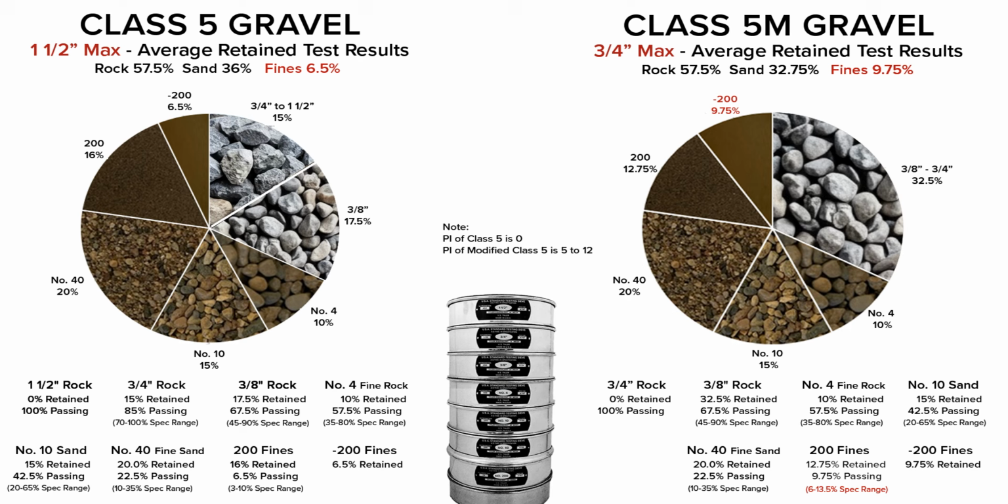Added plasticity, PI. Standard base material doesn't require a plasticity index. Modified Class 5 requires a PI of 5 to 12. This ensures the fines are sticky, clay-based, rather than just dusty, silt-based. Top size limit. Even though Class 5 allows up to 1 inch or 1.5-inch rock in some base applications, surfacing modification requires 100% of the material to pass the 3/4-inch sieve to ensure a smooth, gradable surface.